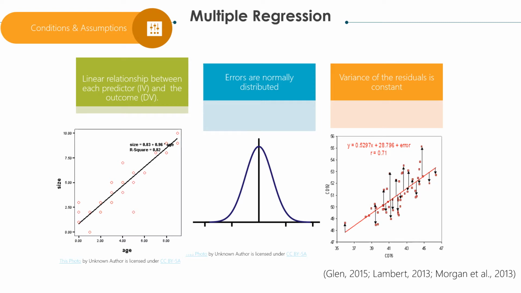Variances of the residuals should be constant. Residuals are the difference between the expected or predicted value on the regression line and the actual observed value. There should be no statistical significance among these residual differences. Another way of saying this is that the variance of residuals should be constant.